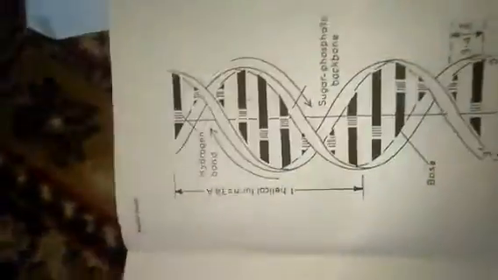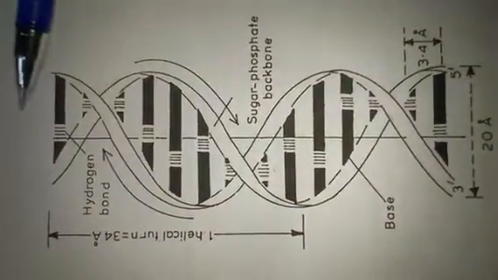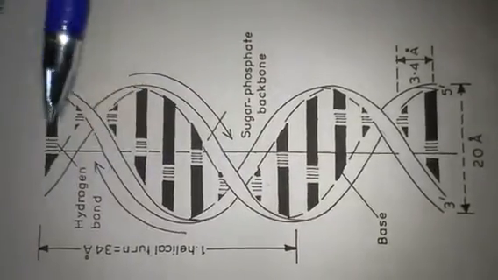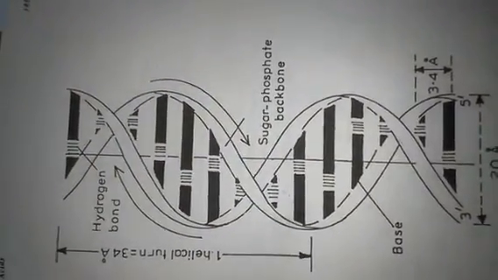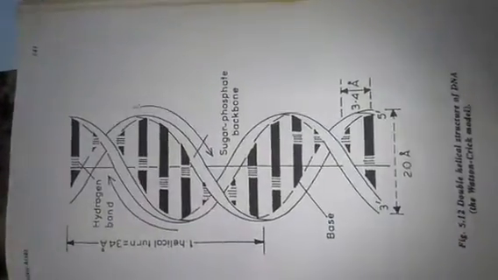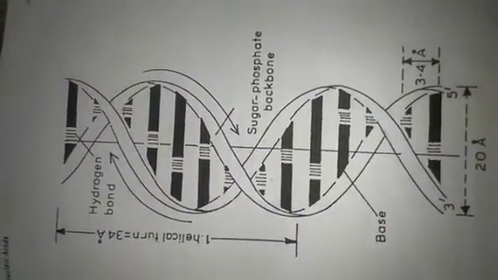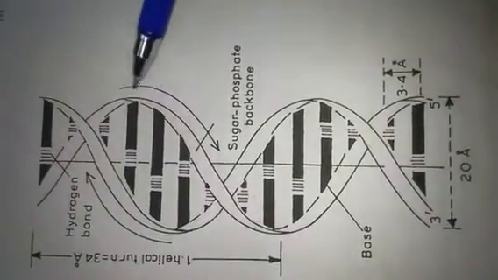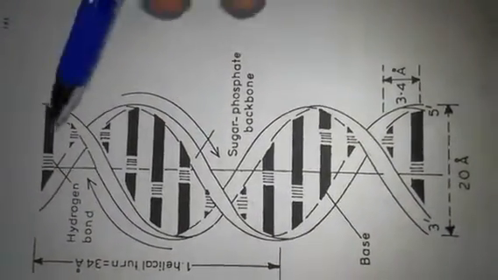DNA is made up of two long chains. Each chain is made up of many nucleotide units. Hence, each chain is called a polynucleotide chain. Let us have a look at it. This is the DNA double helical structure, or we can say the Watson and Crick model of DNA. This is DNA, which is made up of two long chains. These are called polynucleotide chains.